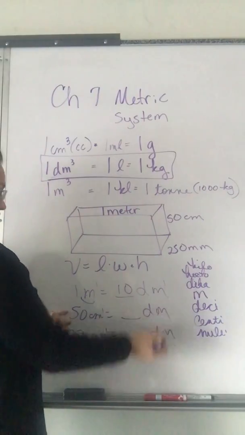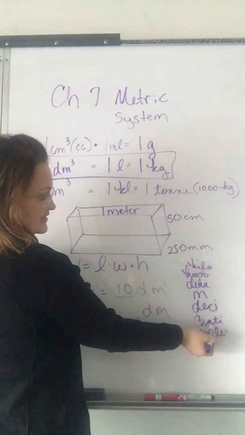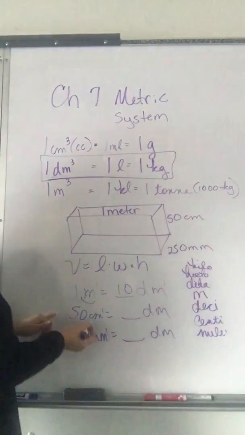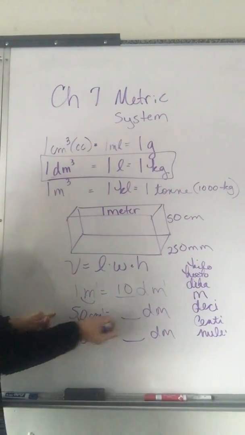Then 50 centimeters to deci, centi to deci, that's an up move. Up is left, so from your decimal point, 1 left makes that 5.